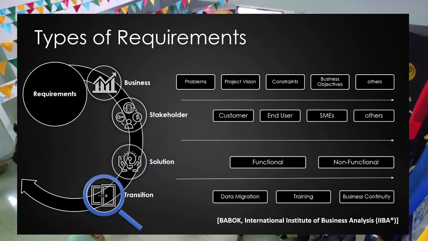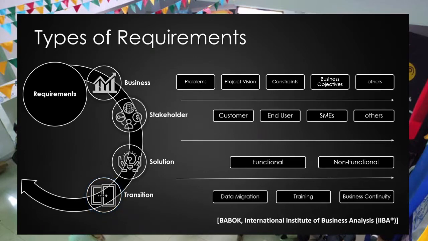The fourth of the main types of requirements are transition requirements. Transition requirements describe the capabilities that the solution must have and the conditions the solution must meet to facilitate transition from the current state of the system to the future state, but which are not needed once the change is complete. They are differentiated from other requirement types because they are of a temporary nature. Transition requirements address topics such as data conversion, training to end users, and business continuity.